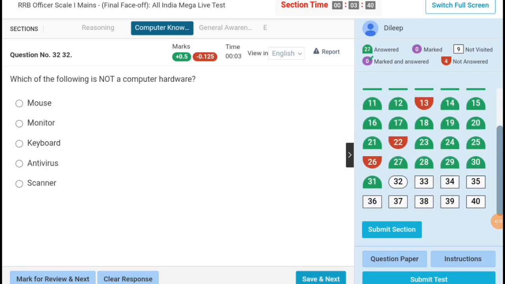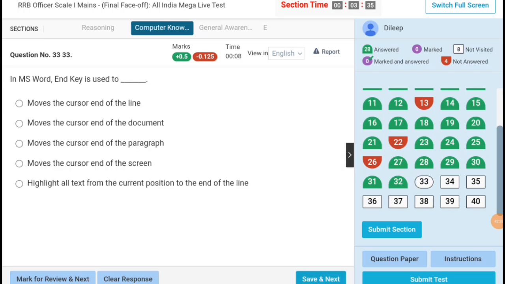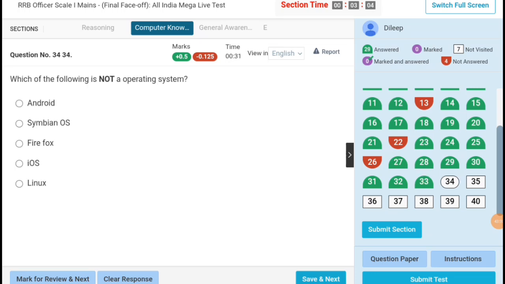Which of the following is not a computer hardware? Antivirus. In MS Word, the End key is used to move the cursor to the end of the line or end of the document. I think end of the line.